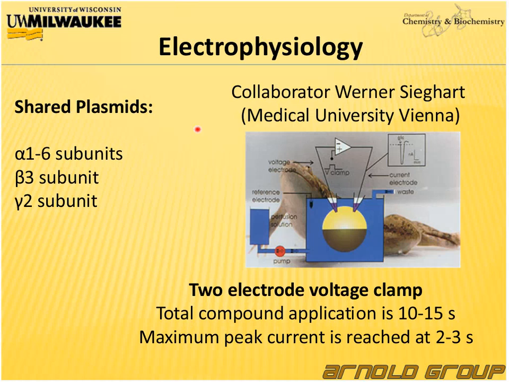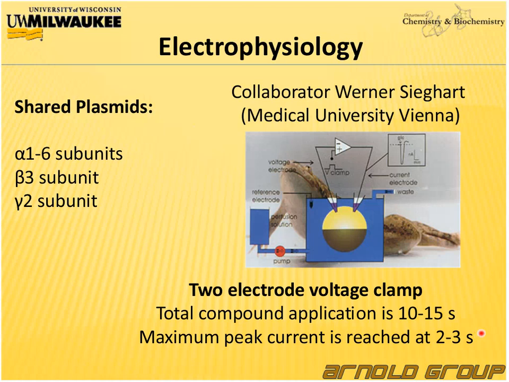We are also working together with Professor Werner Sieghart from the Medical University in Vienna, and he is using a manual two-electrode voltage clamp assay in order to determine the activity of benzodiazepines. And this is a manual assay where frog oocytes are clamped, and then we have a manual compound application in the range of 10 to 15 seconds, and the median peak current can be recorded after 2 to 3 seconds.